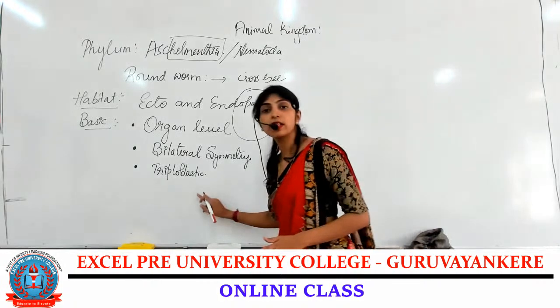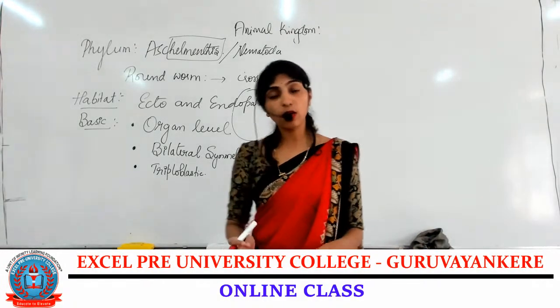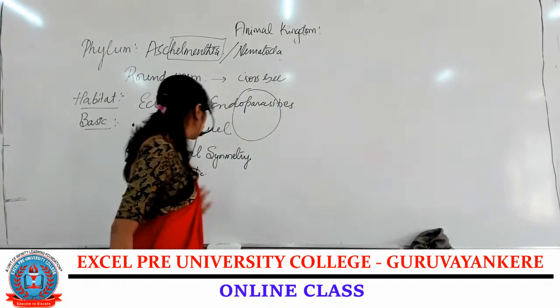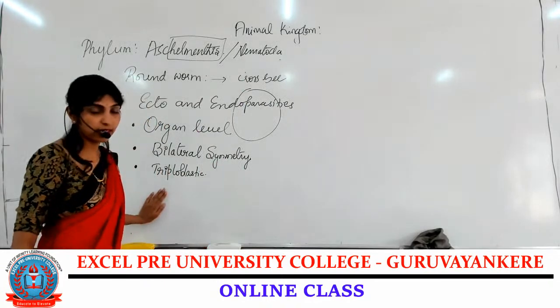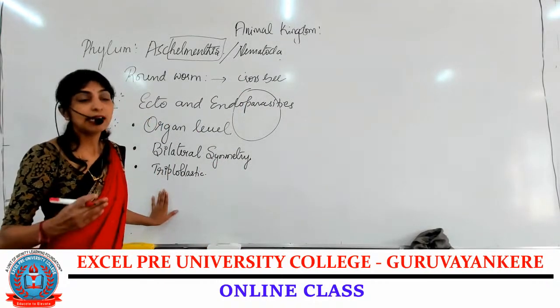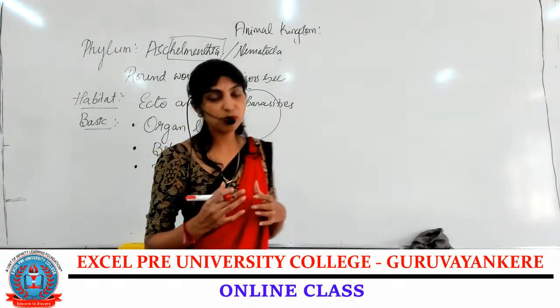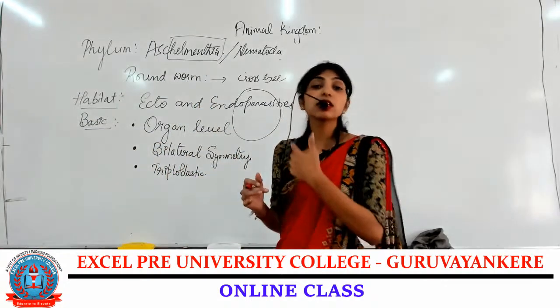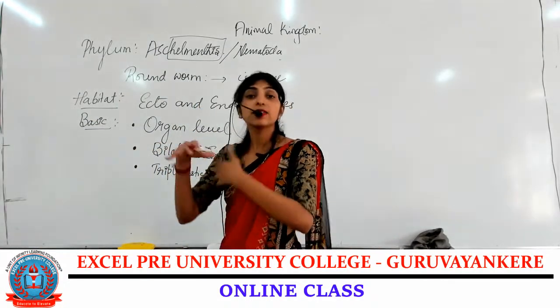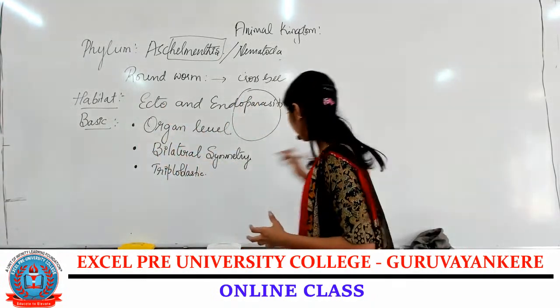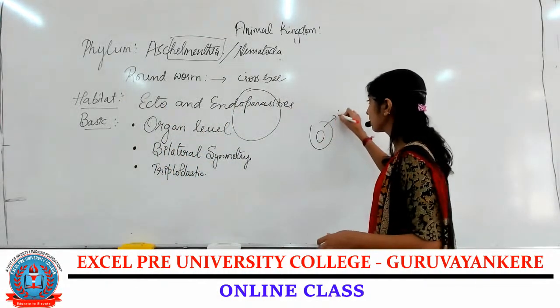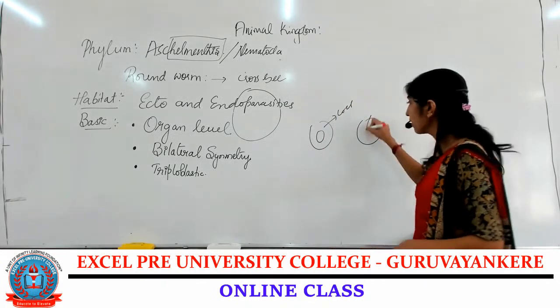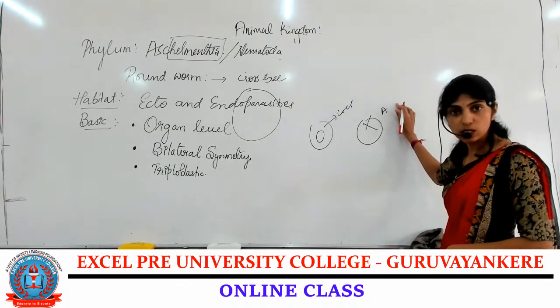That is why we call them triploblastic organisms. Now, coming to the next one, that is their coelom. Generally, organisms either have a body cavity, and we call them coelomates. If they have a body cavity, we call them coelomates. If they do not have a body cavity, then we call them acoelomates.